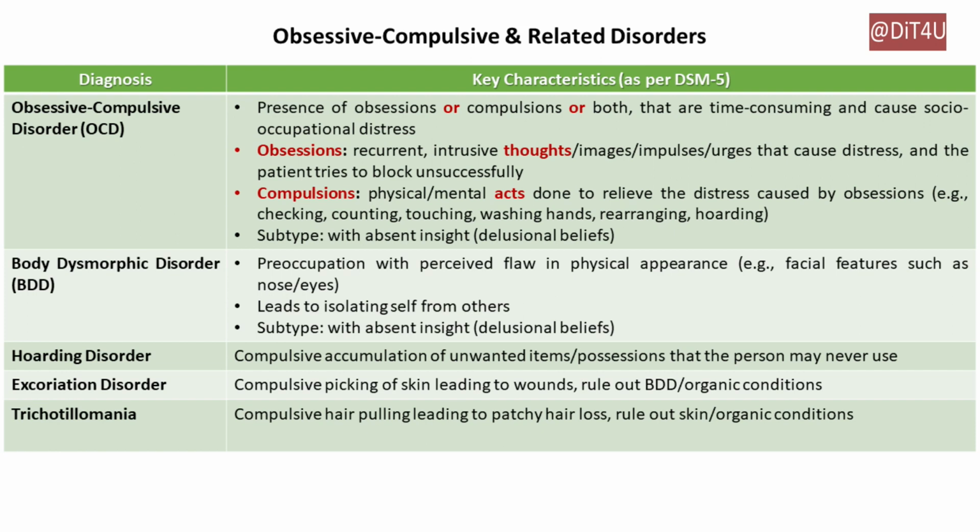Okay. Trichotillomania: compulsive hair pulling leading to patchy hair loss, pulling the hair. Again, rule out skin conditions, itchy scalp or something, or organic conditions. If somebody is using, for example, anti-cancer chemotherapy, that also leads to hair loss. That should not be secondary to any of those.